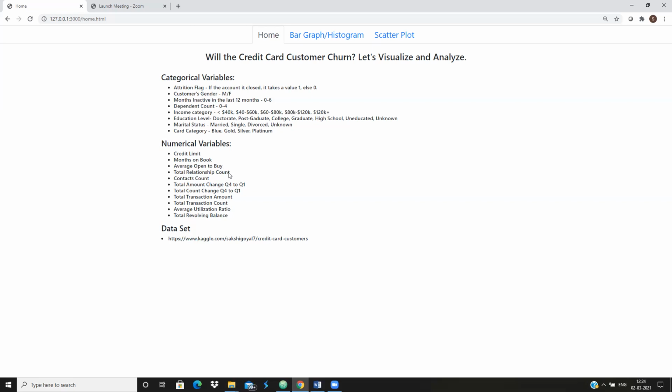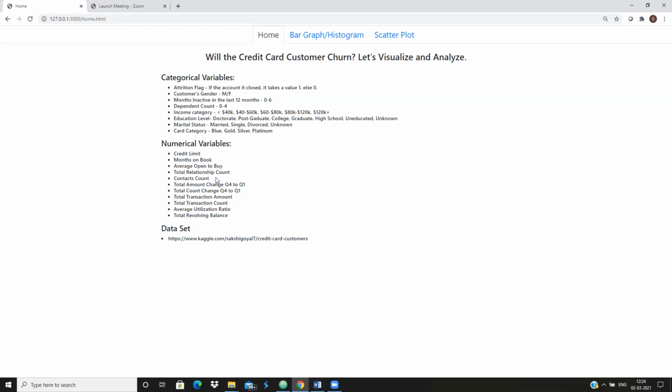We also have the total relationship count, which is the number of products the customer uses at the bank. So he could be having a loan, he could be having another debit card, and so on. We also have other numerical variables like contacts count. This is the number of times the customer has contacted the bank in the last 12 months. A greater contacts count could suggest that the customer is not very happy with the service of the bank and has been reaching out to the bank pretty frequently.